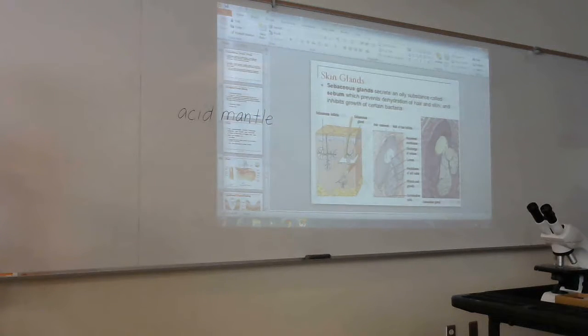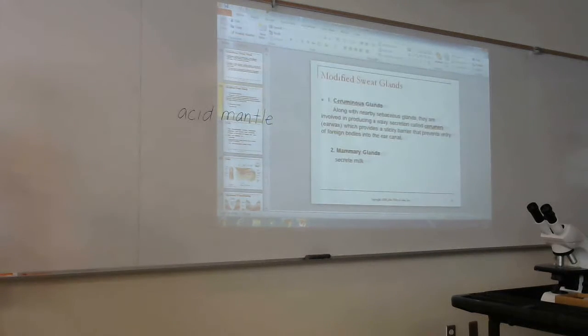And now we go to our nails. Oh, there are modified sweat glands, the ceruminous glands and mammary glands. We're going to study them when we get to the specific body system where we will find them. But they're also exocrine glands. They release their products onto an outside surface.